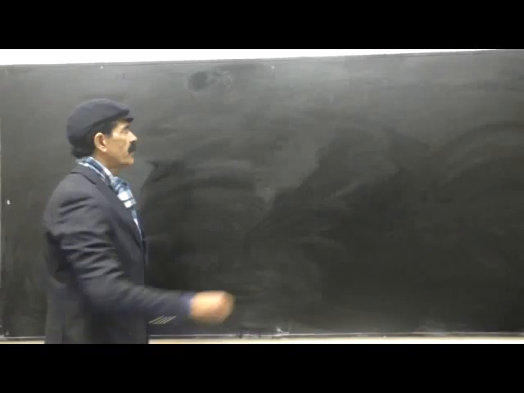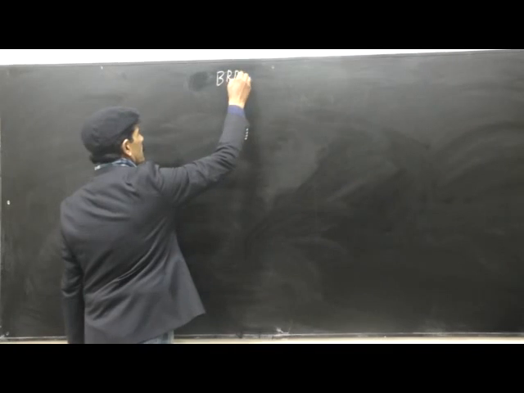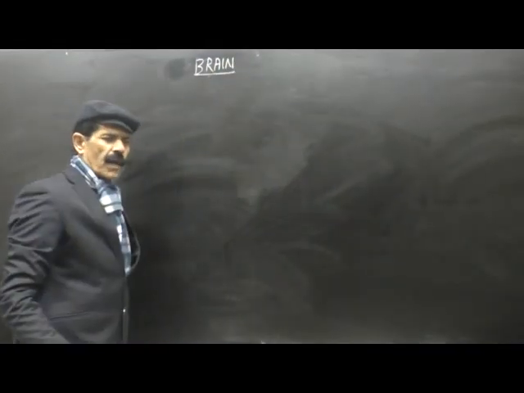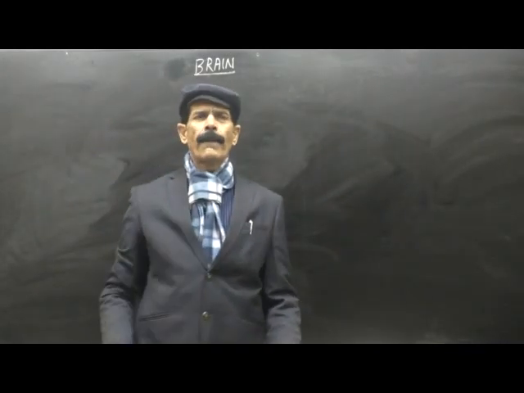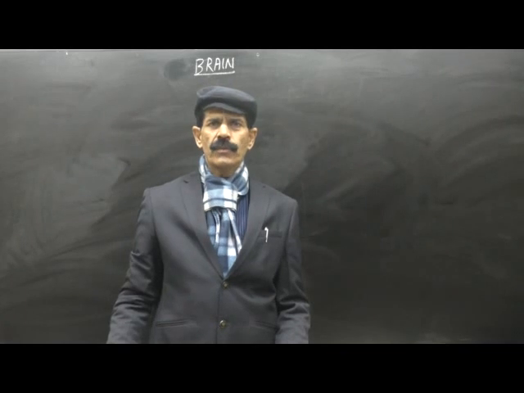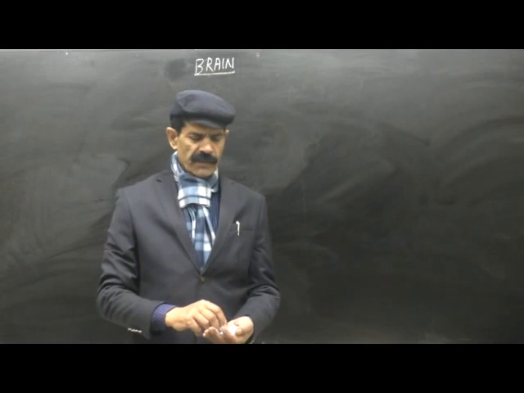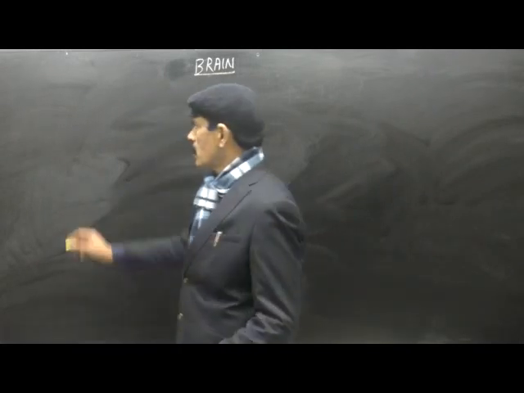Today we will start with the brain. So the brain is the part of the central nervous system which lies in the center of the body. The brain is continuous with the spinal cord, and it is a part of the nervous tissue, or it is made up of neurons. So the basic functional unit of the brain is the neuron.